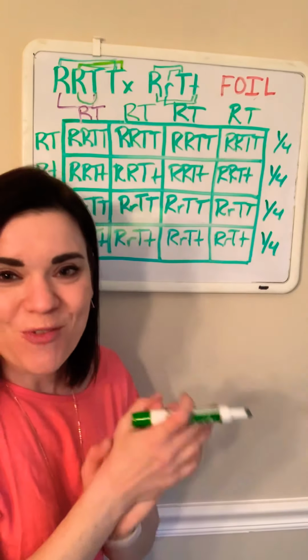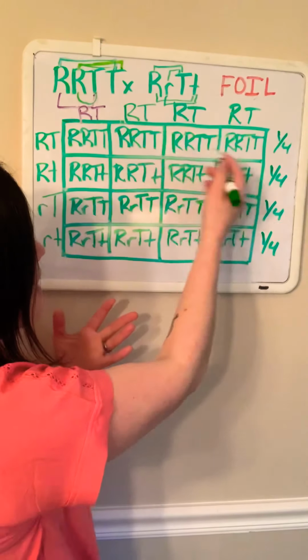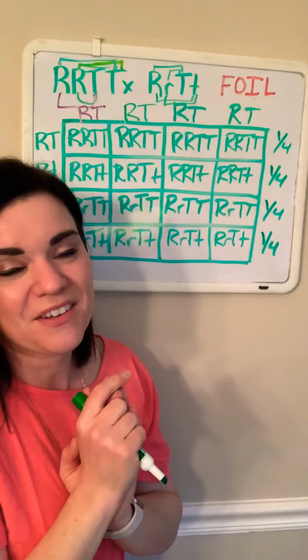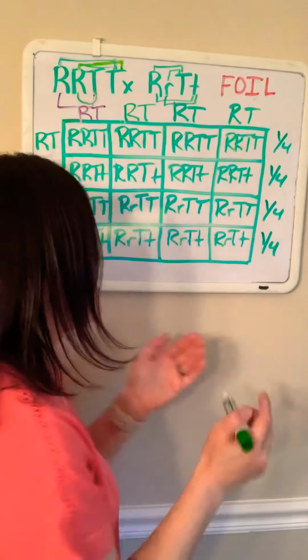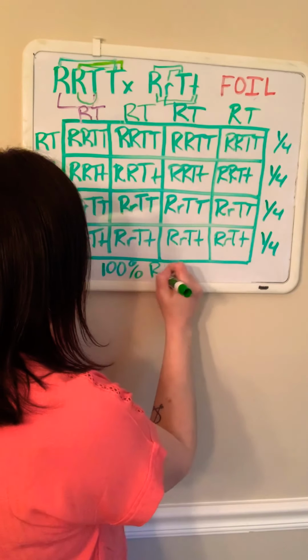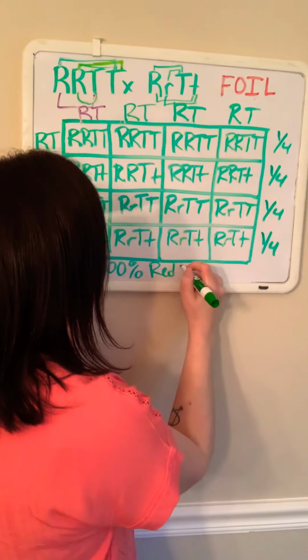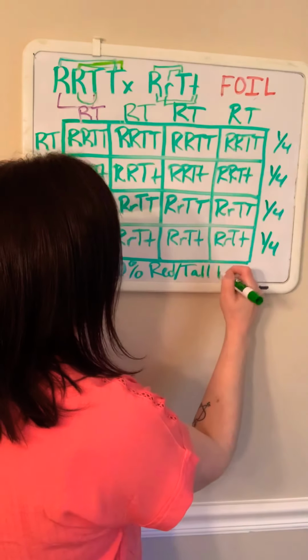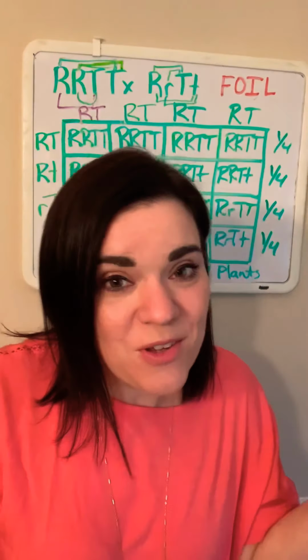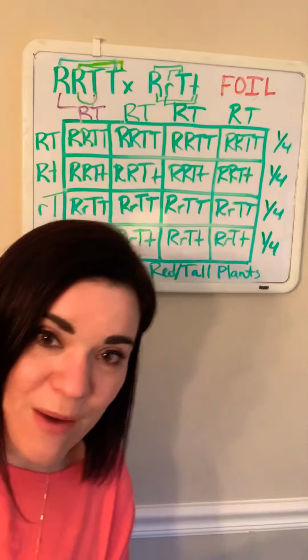So remember from the forked line method, what was the phenotype of all of these? They all have at least one dominant allele for both of the traits. So they're 100% red, tall plants. Okay, so that's how you do the Punnett square method for dihybrid crosses.